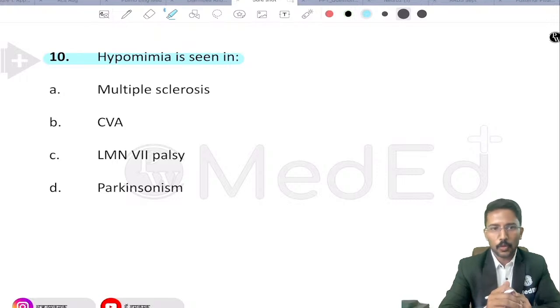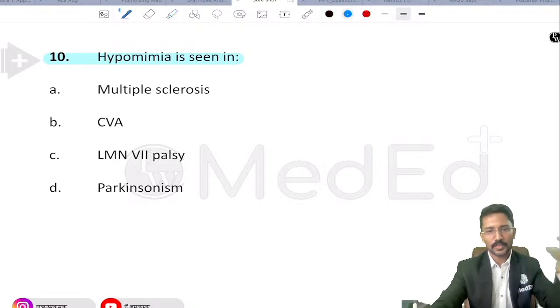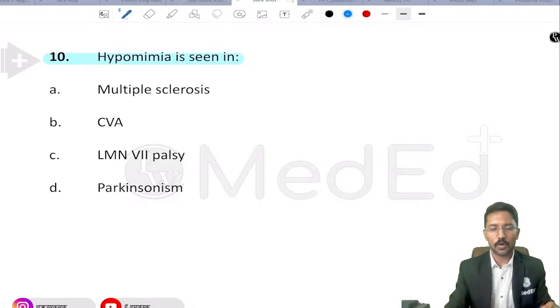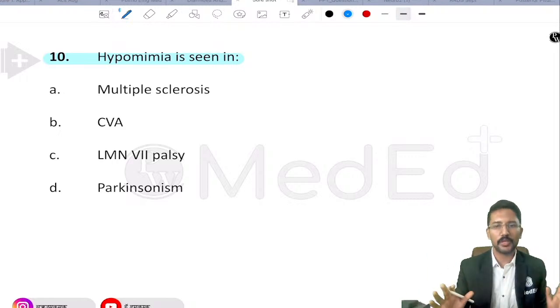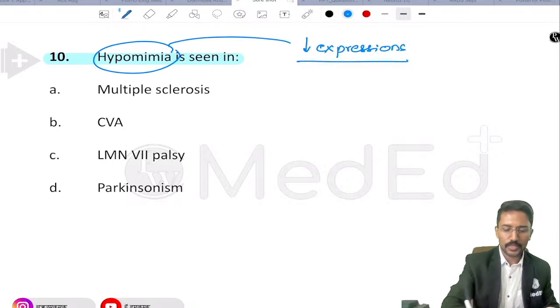Okay, Ravi Kiran thinks it's option A, multiple sclerosis. Okay, do you know what do I mean by hypomimia? You guys during your college fest do this miming act, right? Miming. What is miming? It's a kind of act where you're trying to communicate with expressions, right? Hypomimia means expressions have come down, right? In simple words, you can say reduced expressions. Where do you see reduced expressions?